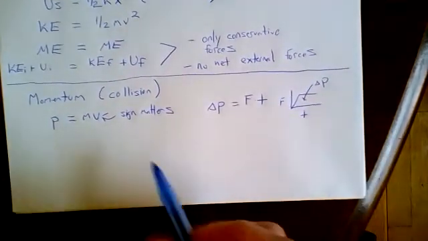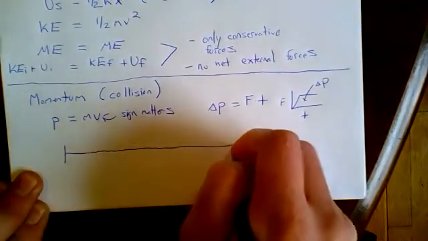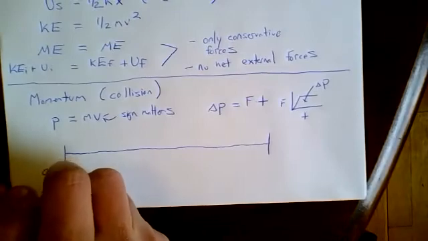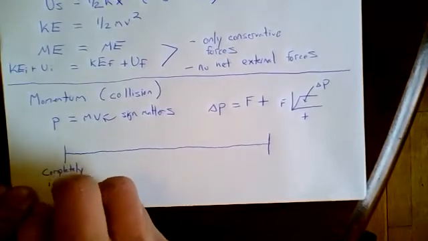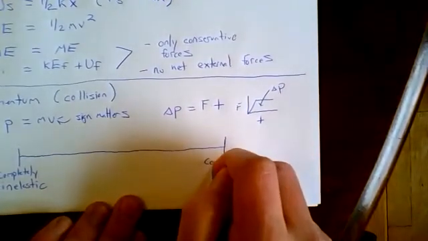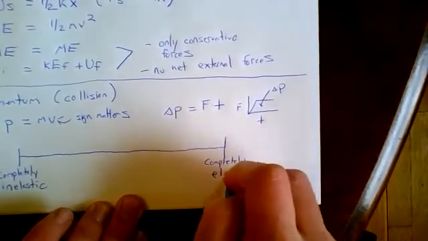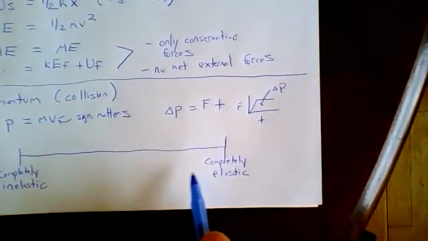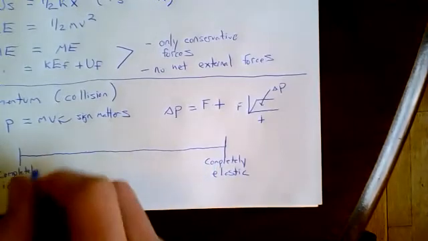Then lastly, you just have to worry about this terminology. I like to think of it as a spectrum here, where collisions are either completely inelastic, and we'll talk about what that is, or completely elastic. Of course, most real collisions are somewhere in between. They don't match any of this, but these particular situations we can describe quite well.